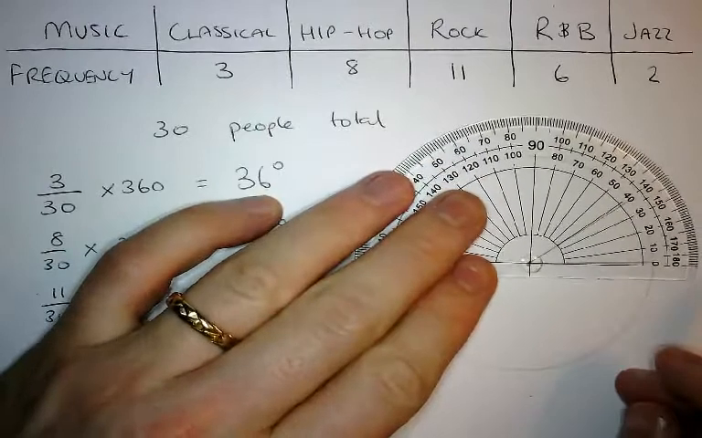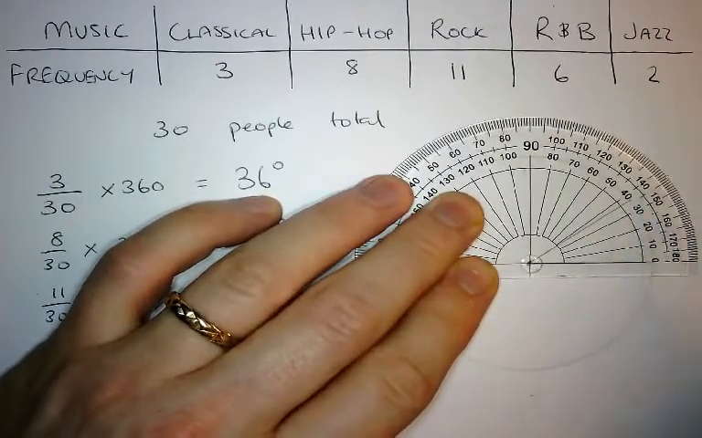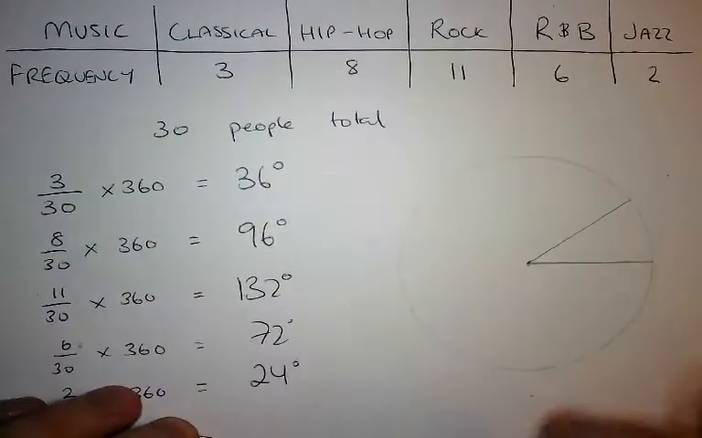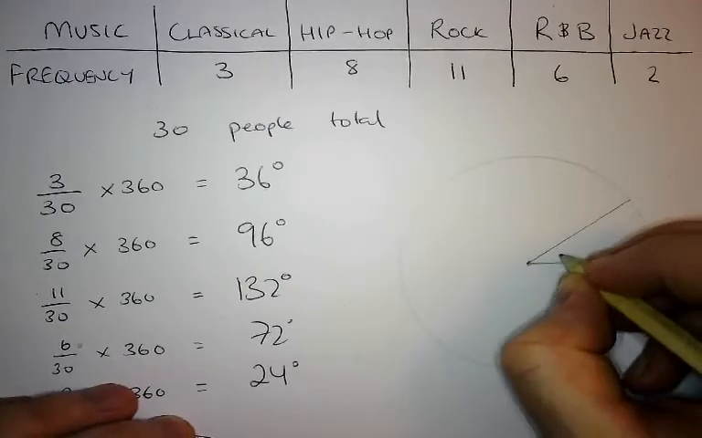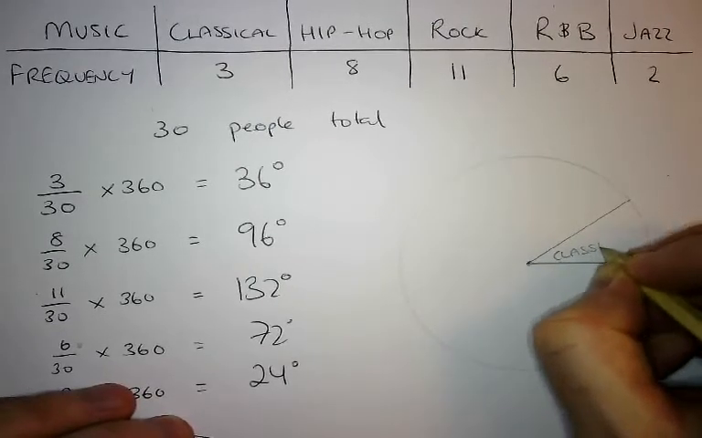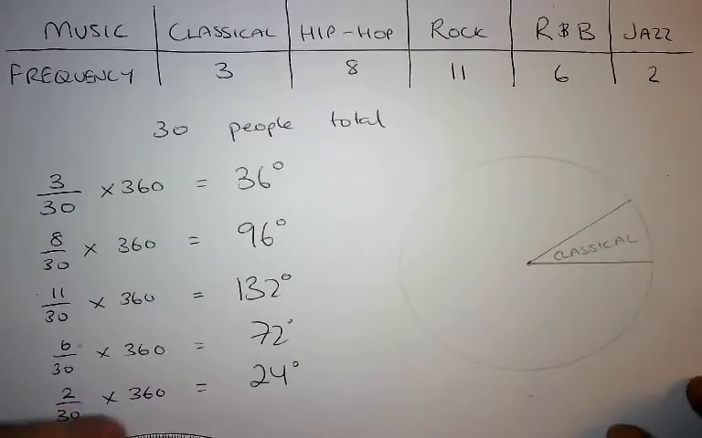You should get that is 36 degrees. Checking it again, and sure enough, looks like it's 36 degrees. Happy days. So last thing is to mark this piece of pie. I'm going to say that this is classical. Classical music. So that's it for drawing your first angle. Now, where the mistake happens is drawing the next angle.